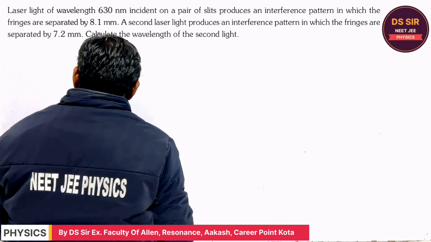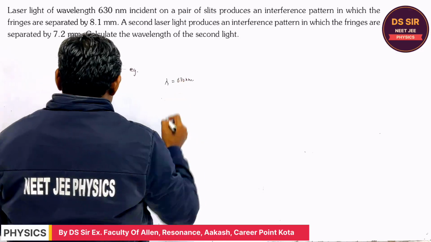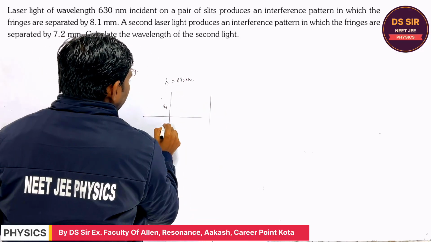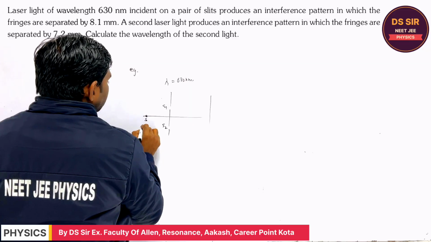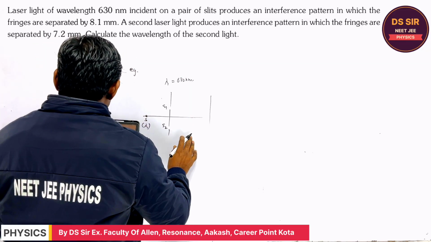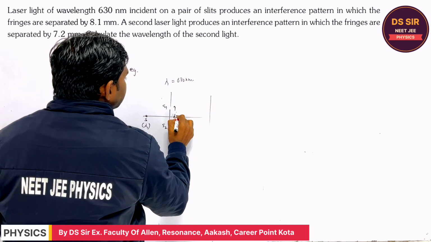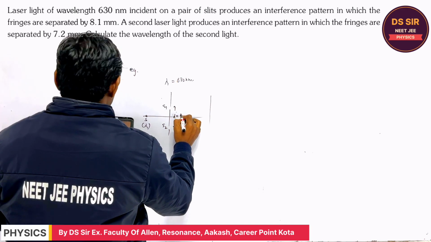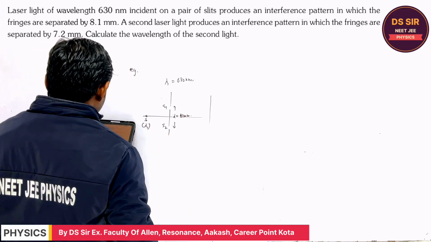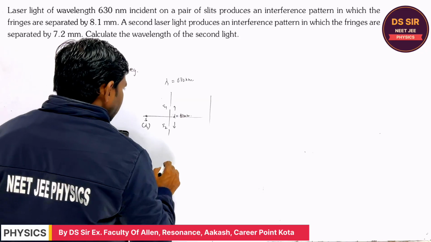Read this question. In this question, laser light of wavelength 630 nanometer is incident on a pair of two slits. This is the slit S1, S2, and here this is the source. Its wavelength is lambda 1, in which fringes are separated, small d is given, by 8.1 millimeter.